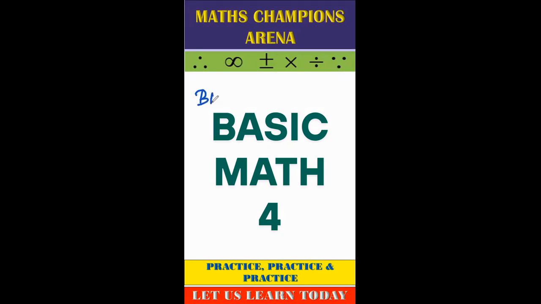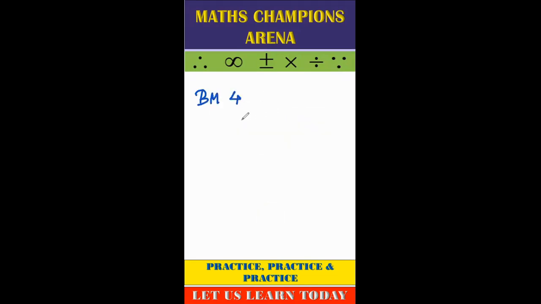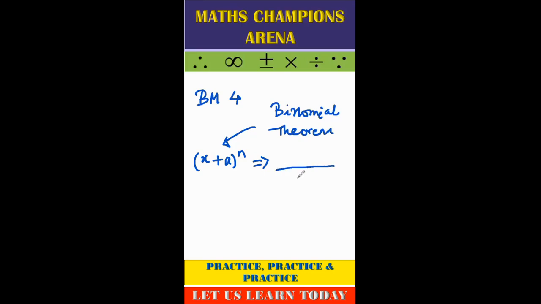Basic Mathematics 4. Okay. We are looking at binomial theorem or binomial coefficients, what we say. See, when do we call this a binomial theorem? When we say x plus a power n, if you are trying to expand this term, what result we get is generally known as binomial theorem.